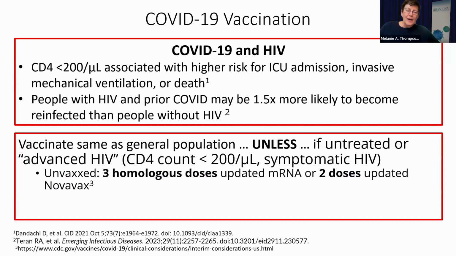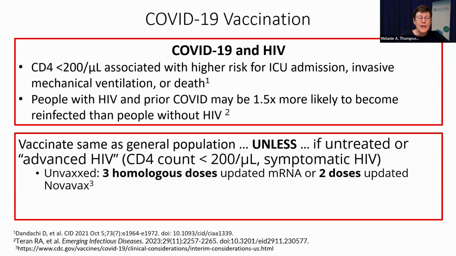So I want to talk a little about COVID and HIV. People who have a CD4 count less than 200 are at high risk for bad outcomes from COVID and also death. And it also appears that people who have lower CD4, or people with HIV, regardless of CD4 count, who have had prior COVID, may be more likely to become reinfected with COVID than people who do not have HIV.